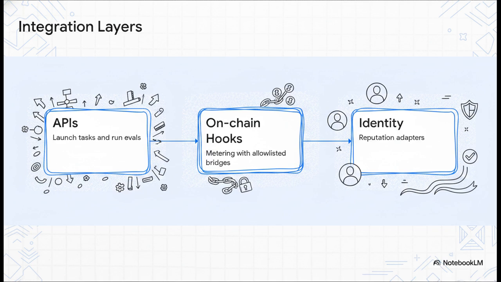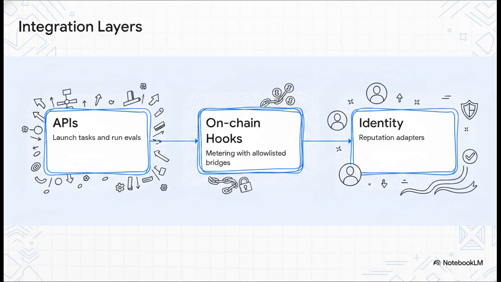Step 1 provides API connectors so partners can effortlessly launch tasks, pull datasets, and run evals. Step 2 offers on-chain hooks for metering and settlement, which are specifically designed to play nice with allow-listed bridges. And Step 3 features identity and reputation adapters. This is huge because it means users don't have to start from scratch. They can just reuse their established credentials from partner ecosystems.